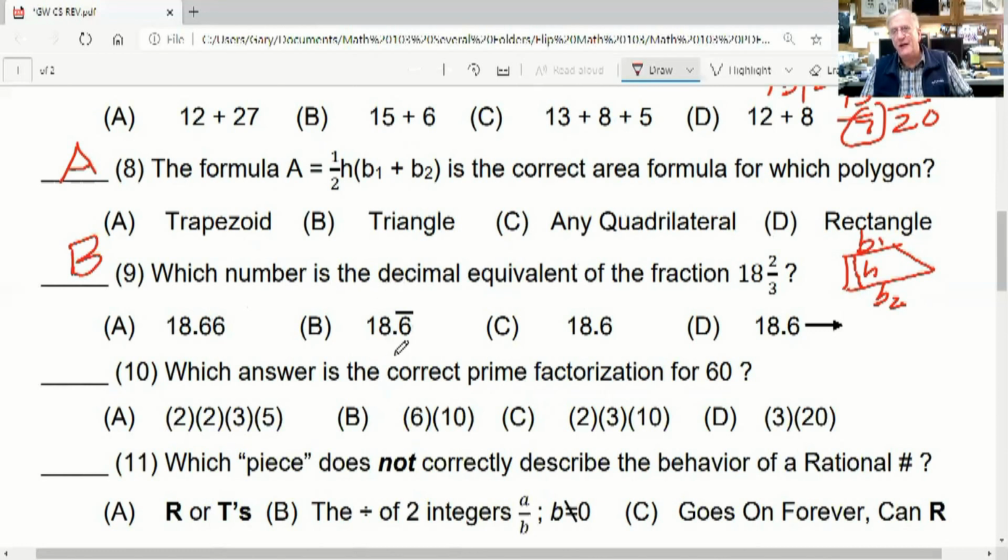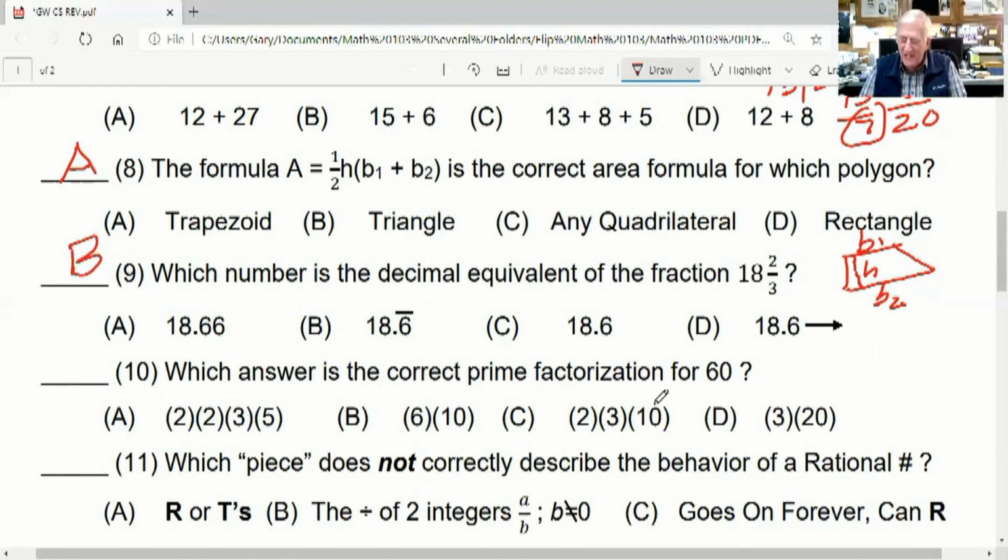Which answer is the correct prime factorization for 60? Now, if I tell you that all four answers, if you multiply them together, do give you 60, that can help you decide which one is the correct prime factorization. Remember, the prime factorization of 60 must be the product of all prime numbers. If you look at, for example, choice D, 20 isn't a prime number. It couldn't be choice D.